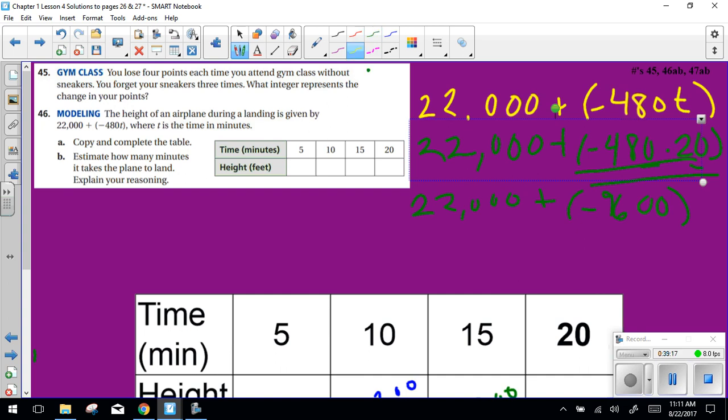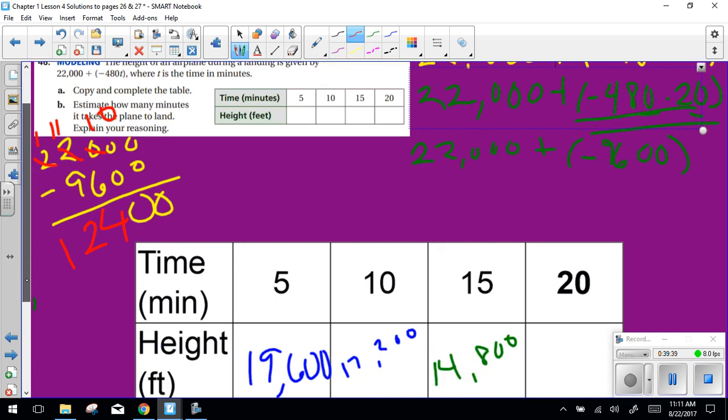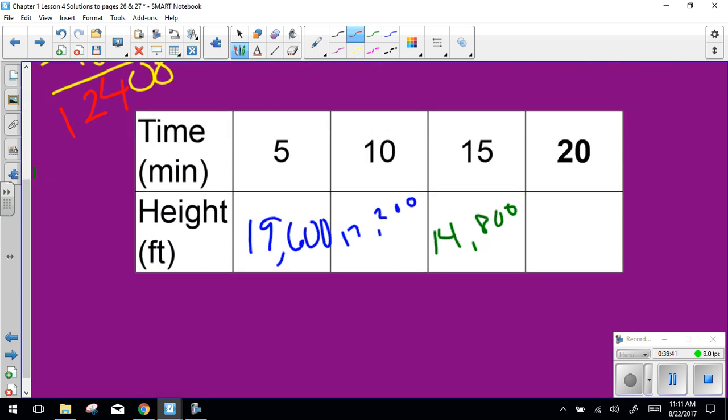Now we're going to take 22,000 minus 9,600. Okay, 0, 0. We're going to borrow. So 10 minus 6 is 4. Borrow again. Okay, so after 20 minutes, we're at 12,400.